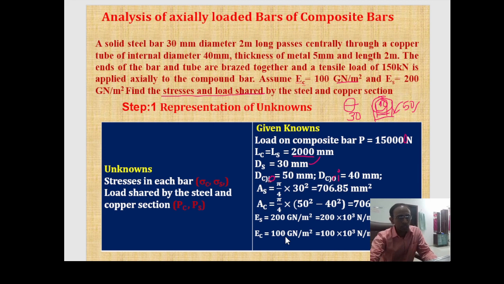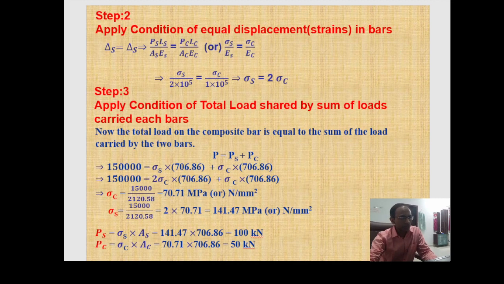Just now I told you two conditions are sufficient to analyze all these kinds of problems. Right? So what are the two conditions? The total load acting on the composite bar is equal to the load carried by the individual bars. That is P equal to PC plus PS, right? And another one is the condition of equal displacement, right? They are equal strains carried with both.